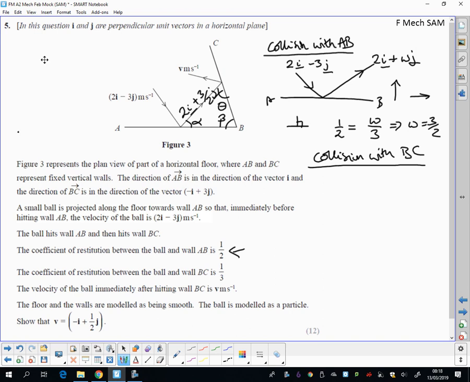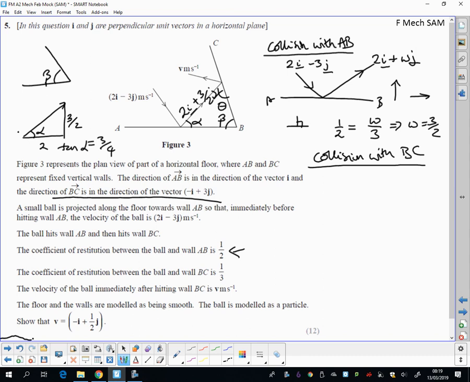If I look at my diagram, I can work out what alpha is by using our velocity that we have after colliding with wall AB. So we could draw a little triangle with alpha. We know that's 2. We know that side's 3/2. So we know tan alpha is 3/4. Now in the question, it tells us the direction of BC. So we could use the direction of BC to work out beta here.